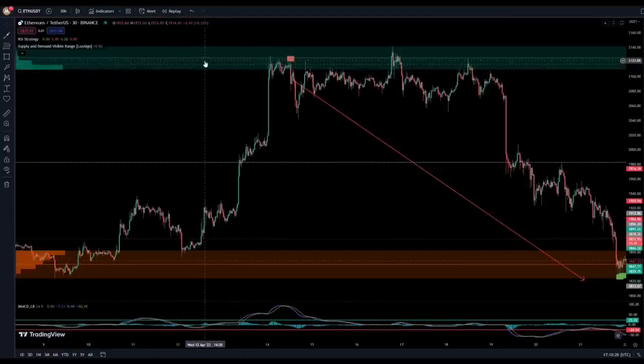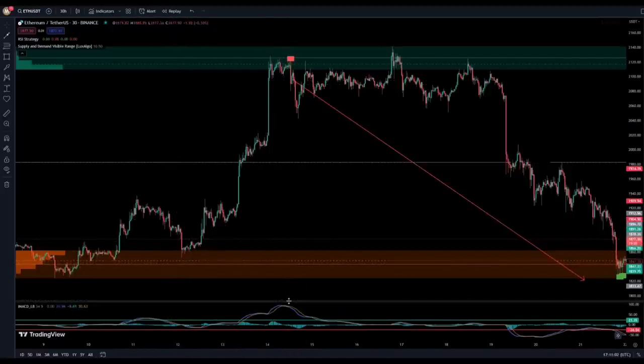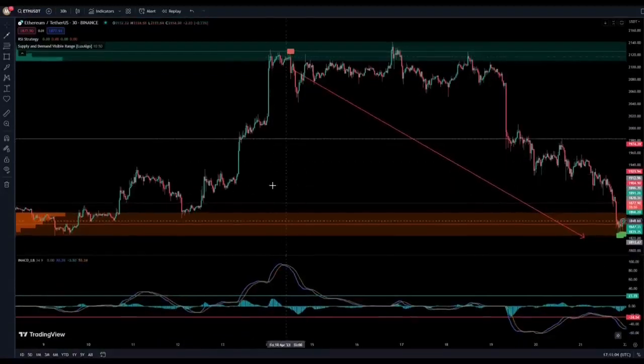Whenever the chart is in the supply or demand zone, we can enter the trade with more assurance and don't put all our trust in these signals alone. Let's see how this strategy gives us entry and exit signals.